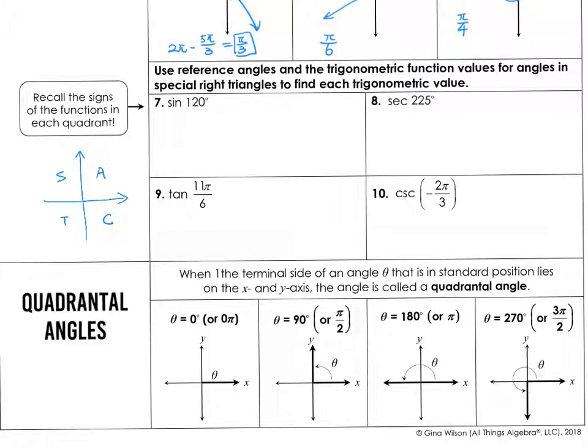So sine 120 degrees. The first thing I want you to do is to find the sign. 120 degrees is in the second quadrant. In the second quadrant, sine is positive. So then I know this, that's the first step. Second step, I need to find the reference angle. The reference angle is simply 180 minus 120, that's 60 degrees. I know sine 60, if you use your calculator, is root 3 over 2. Because my final answer should be positive, that's it.